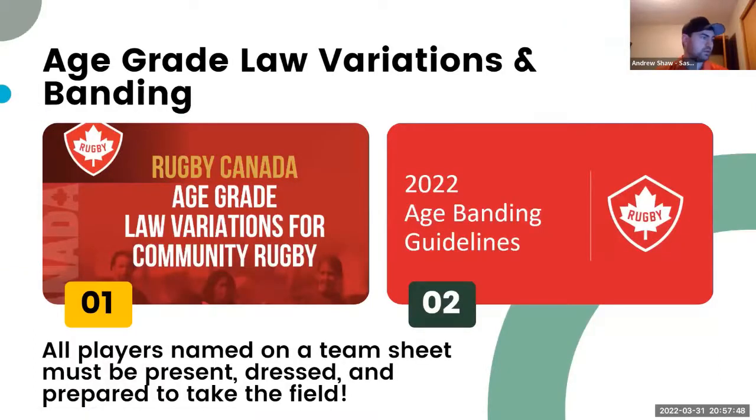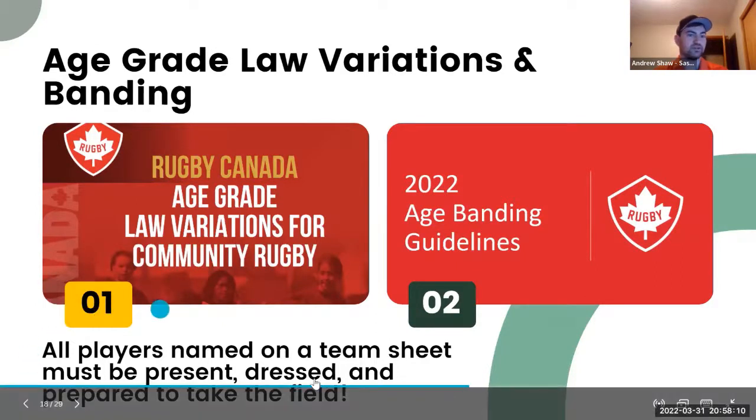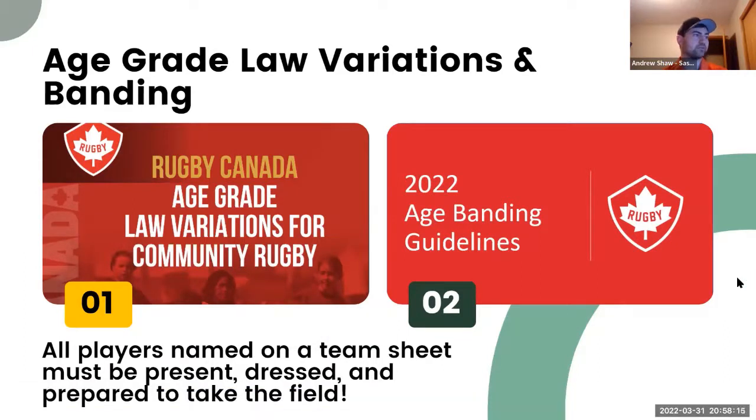So the rules of competition also requires teams to be responsible for the safety of their players, particularly those who are under 19 years of age. Section 8.1 of the rules of competition specifies the allowable game lengths for the most common age groups used in Saskatchewan. These lengths come directly from Rugby Canada's age grade law variations, which are implemented to ensure a safe competition environment for age grade players. Clubs should familiarize themselves with these law variations and apply them within their club.